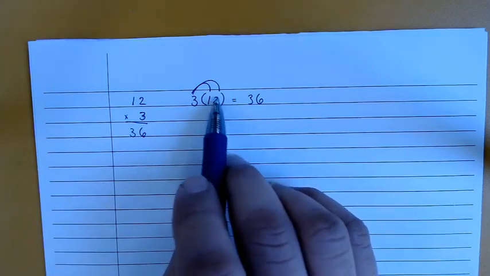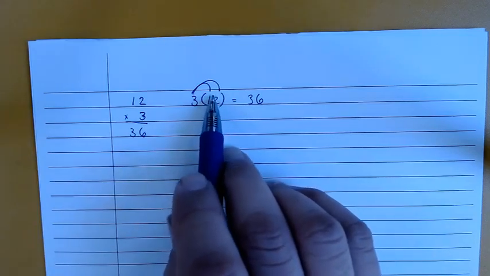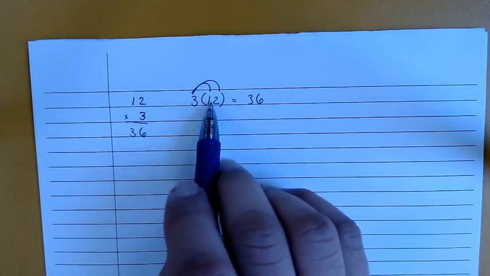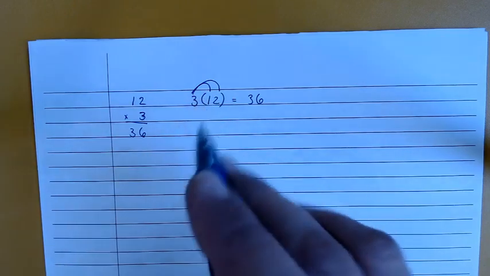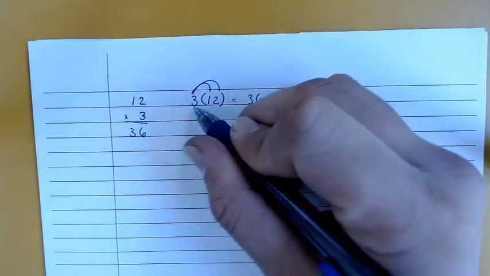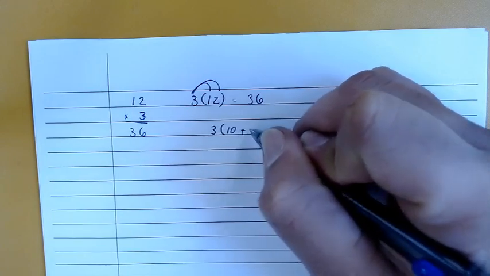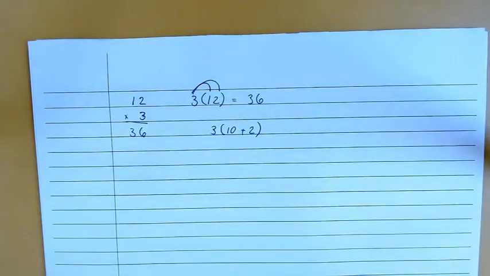Now, right here, I'm going to write this in a slightly unusual way. We don't generally separate numbers like the number 12 the way I'm about to, but there's nothing wrong with doing it. Let's say I wrote this instead of 3 times 12. Let's say I wrote this 3 times 10 plus 2.